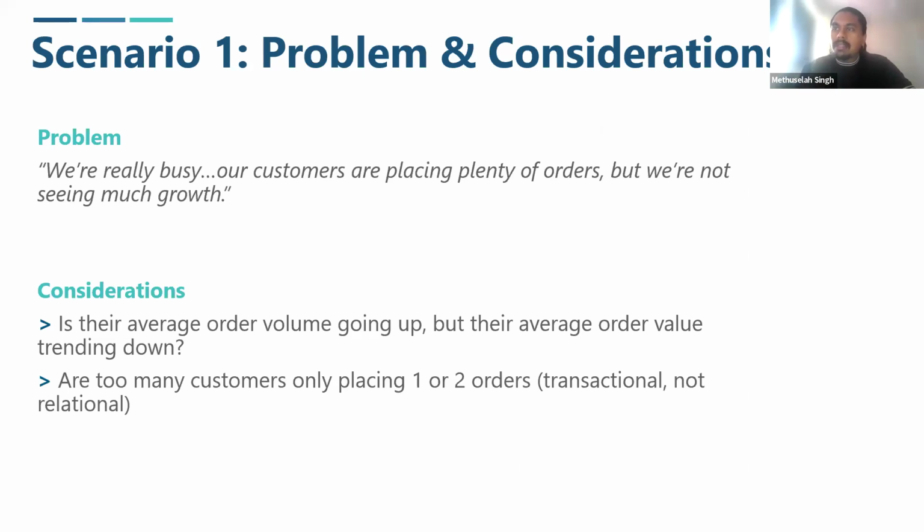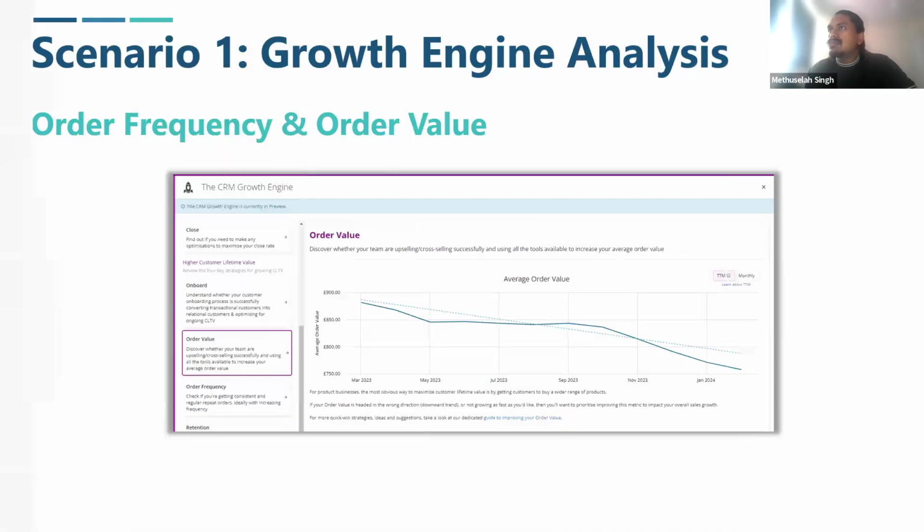Perhaps comparing those. Perhaps there's too many customers placing one or two orders, and this goes back to what Andy mentioned just now in the demonstration, looking at the onboarding chart. So perhaps you're just getting all these new customers through, and you appear to be very busy, but actually, when it comes to full growth, they're not being transitioned to that relational customer base, which is obviously very important. So next slide.